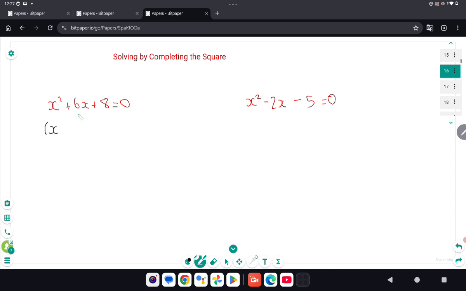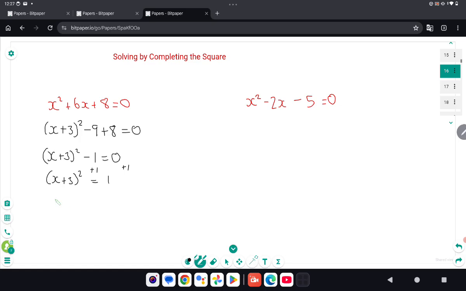So halve your x term, which is 6. Half of 6 is 3. So if we expanded these brackets, we'd have a 3 times 3. We don't need any more 9, so we need to subtract that off. Simplify. Now we need to make x the subject because we're solving. Add 1 to both sides.